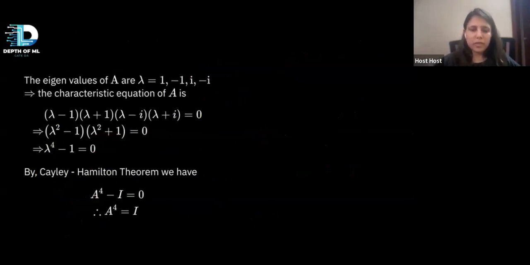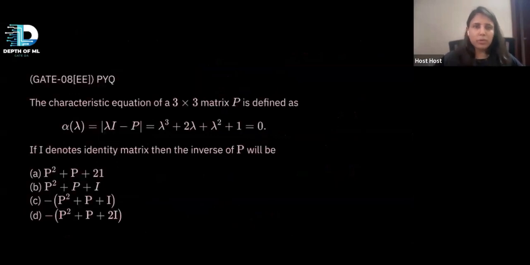Okay. Cool. Now let's do another question that was asked in EE in 2008, and it's also a PYQ. So now they have given you the characteristic polynomial for a 3 cross 3 matrix, and it is given here. Now they are asking what will be the P inverse. So you have to find P inverse, right?